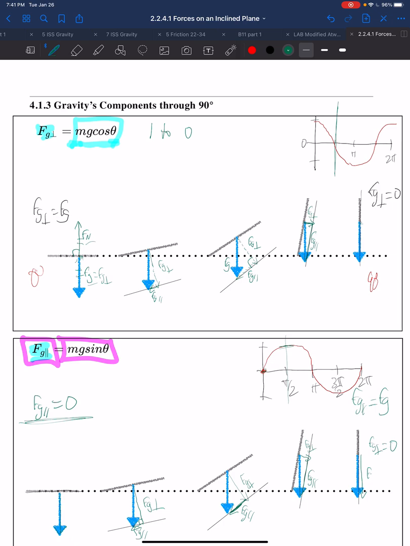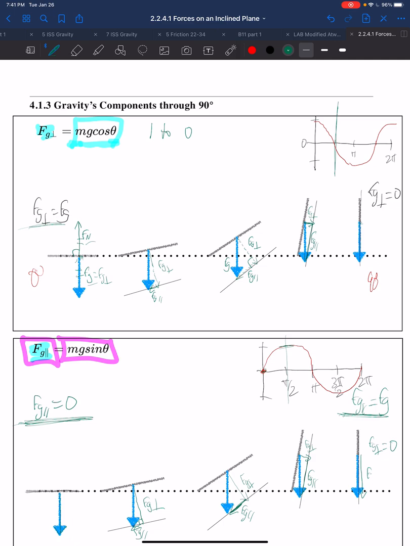We see that scaling the weight by sine gives you the force of gravity parallel. So parallel parallels the behavior of sine. So whereas perpendicular equals gravity at 0, parallel equals gravity at 90.